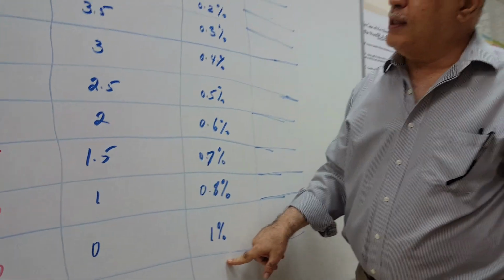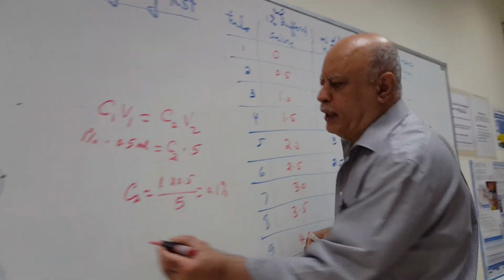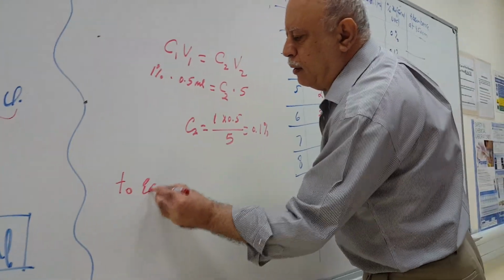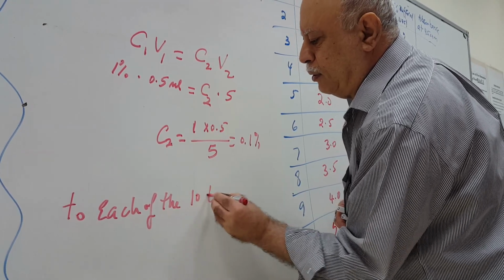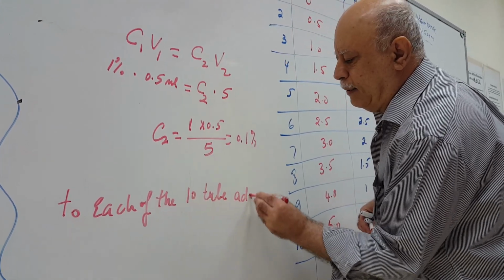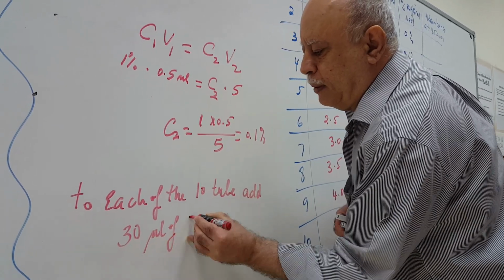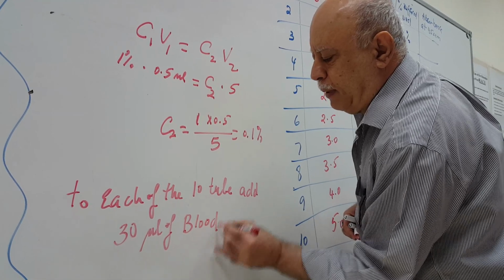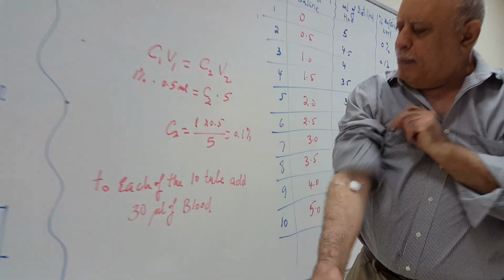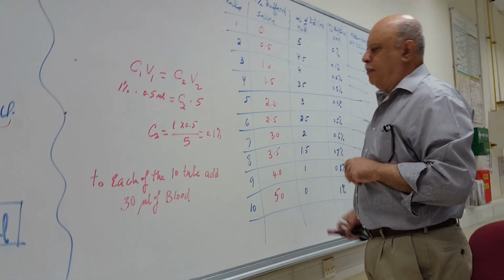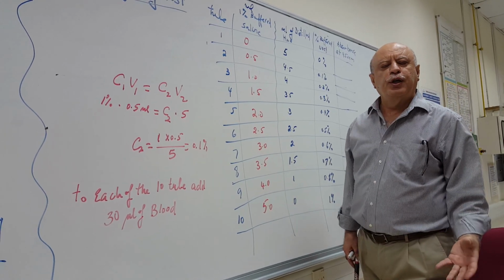Now, what we do next, in each of the 10 tubes, we add 30 microliter of blood, or patient blood. In this case, it's going to be my blood. We mix, we wait for 10 minutes, and we centrifuge, and we see what happened.